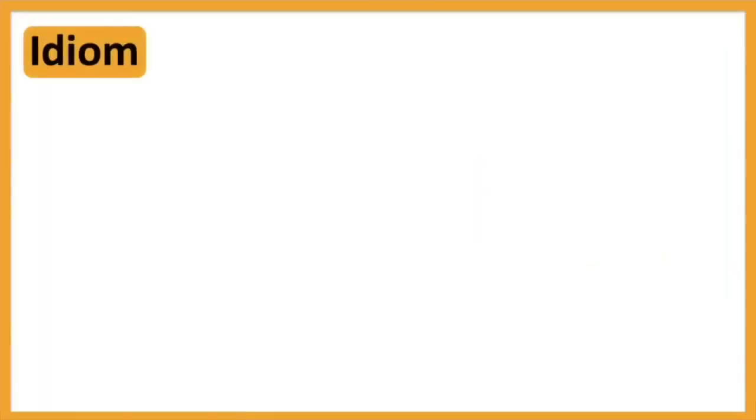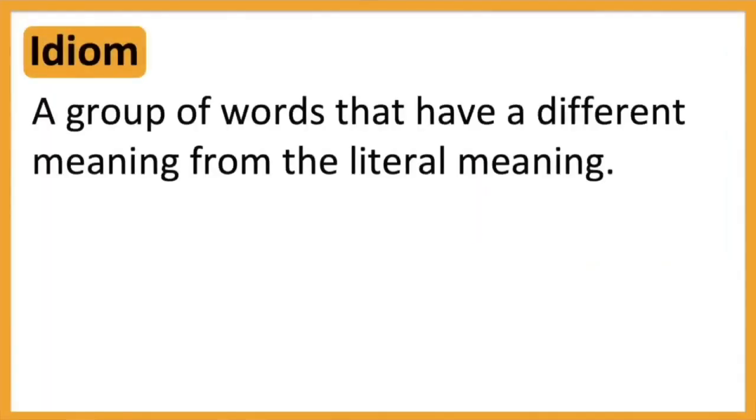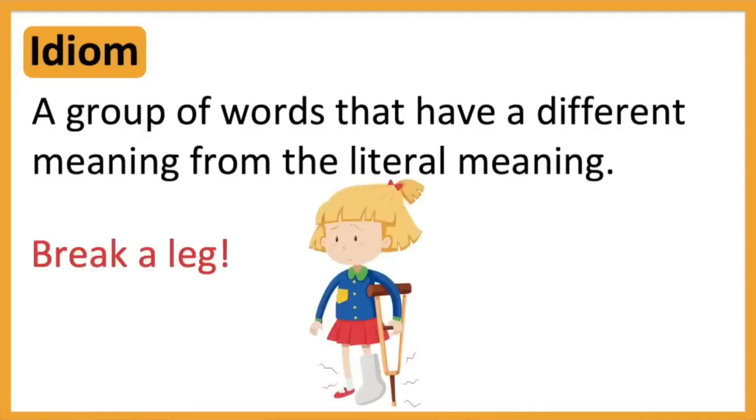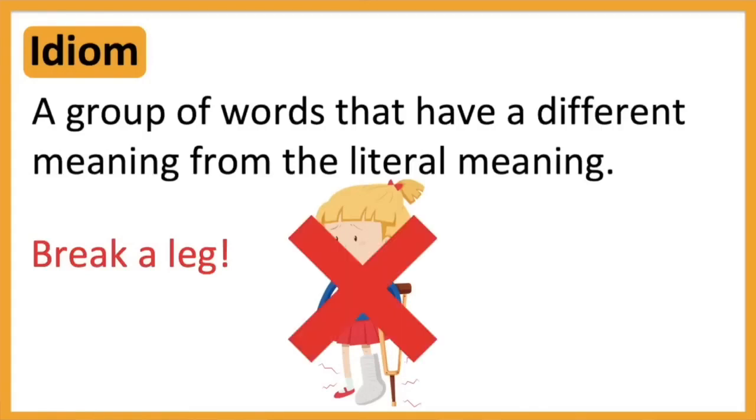Idiom. An idiom is a group of words that have a different meaning from the literal meaning. They're interesting ways to get a point across. Idioms are commonly used in spoken English. For example, break a leg. So, this doesn't literally mean break a leg. Rather, it means good luck.